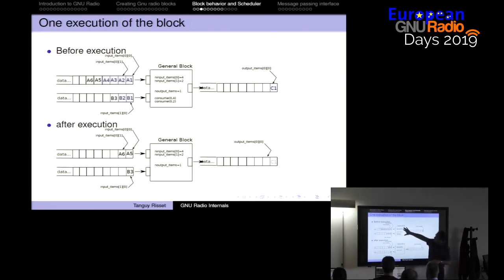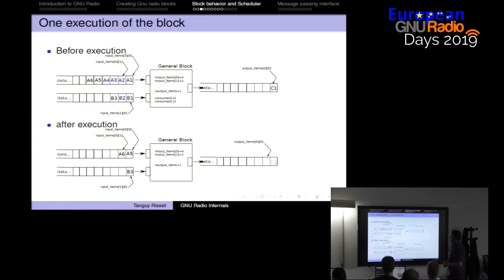So if you are in this configuration and you execute the work function once, it means that you will go from this state to this state. Of course, you have consumed the 4 items and the 2 items. And basically, the 4 items have disappeared. Now, input item of 0, 0 is pointing on A5. Input item of 1, 0 is here. And you don't have access anymore to this location. But of course, it's not lost. It's transmitted to the next block.